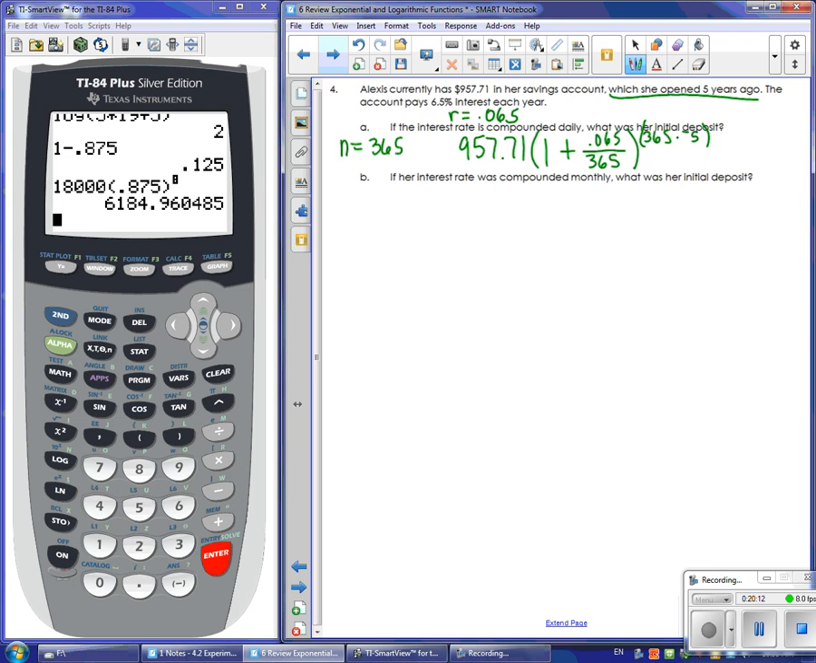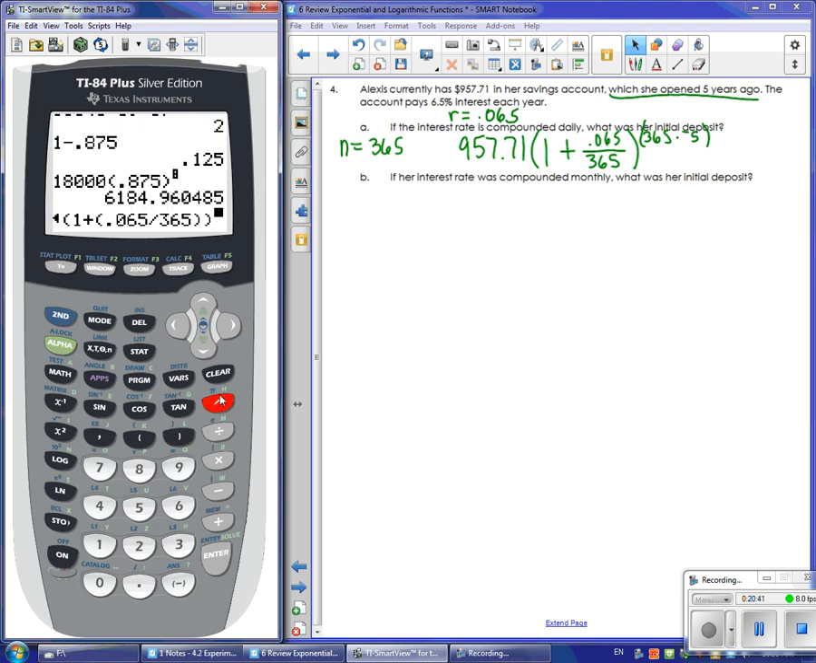Another way that I could do this is just to set the whole thing equal to $957.71 and then divide. I think this is a little bit easier though because you can do it all in one step. So if I take 957.71, and then in parentheses, I want to do 1 plus. Now be really careful because when you have a fraction, you have to put the fraction in parentheses. And you'll need to have 2 parentheses to close this off. One to close off the fraction, and then another parenthesis to close off the base before raising it to your exponent.